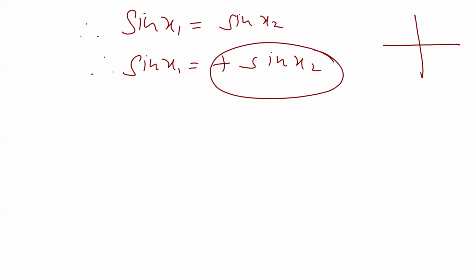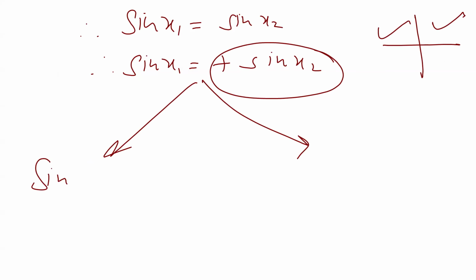So when is sine positive? When is sine positive? In the first and the second quadrant. For the first quadrant, you keep it the same. sin x1 is equal to sin x2. Therefore, x1 equal to x2. This is for the first quadrant.